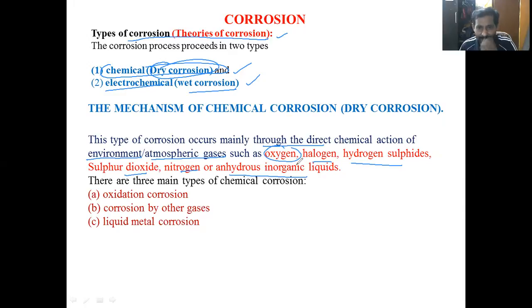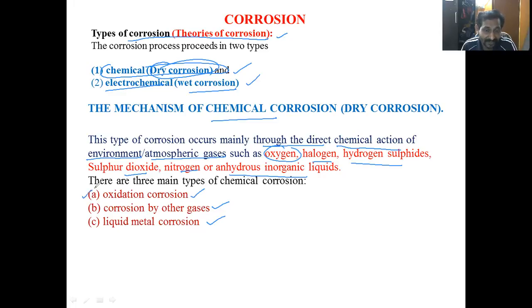So chemical corrosion is nothing but this type of corrosion occurring by direct chemical action. Whatever chemicals present in the atmosphere and environment that cause corrosion is called chemical corrosion or dry corrosion. This chemical corrosion or dry corrosion is sub-classified into three categories. One is oxidation corrosion. Second one is corrosion by other gases. Third one is liquid metal corrosion.